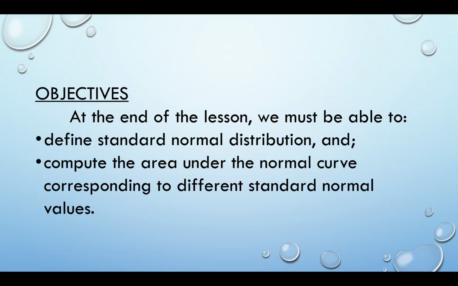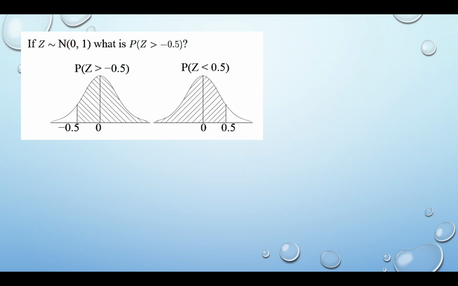Our objective for this lesson is, at the end of this video, you must be able to define standard normal distribution and compute the area under the normal curve corresponding to different standard normal values. So, when you say standard normal distribution, or the Z, it has a mean of 0 and a standard deviation or variance of 1. Kasi kapag 1 square, 1 lang din naman.